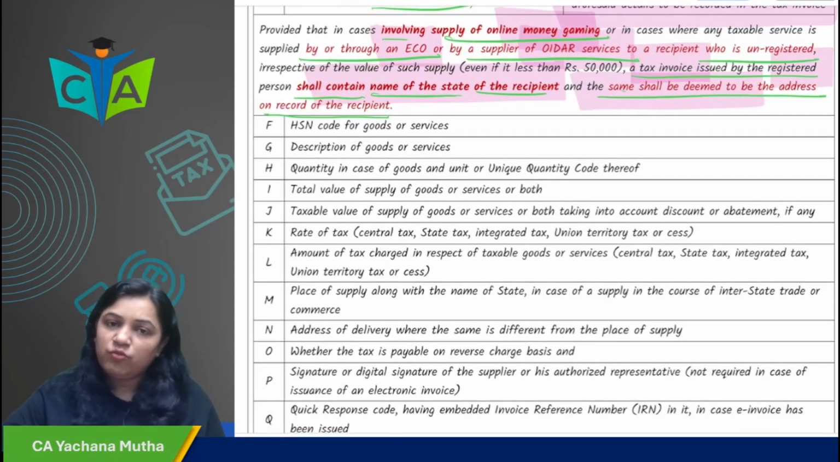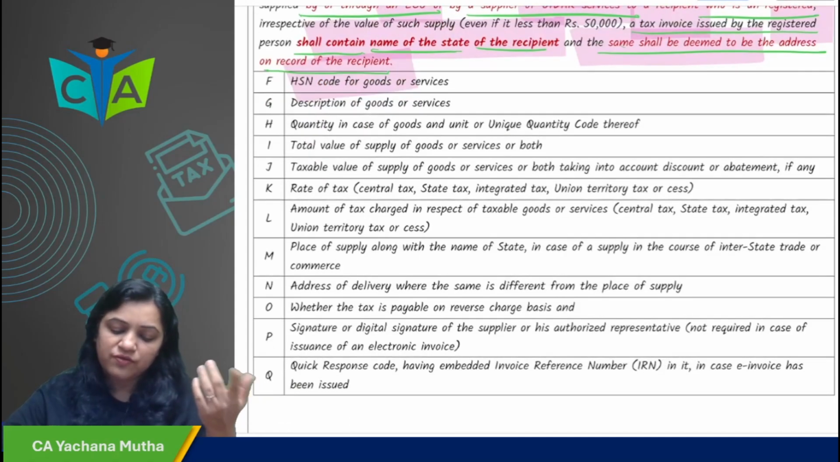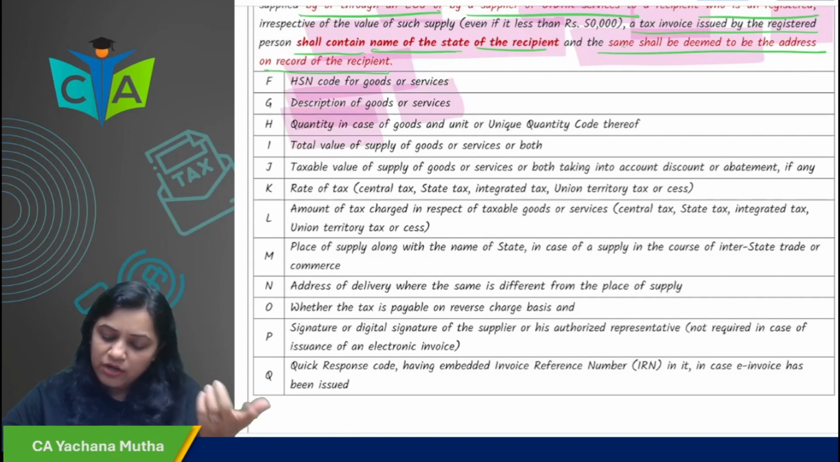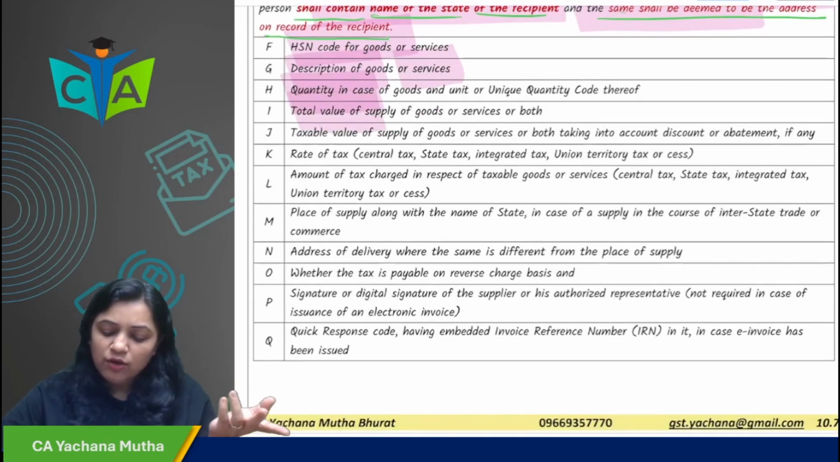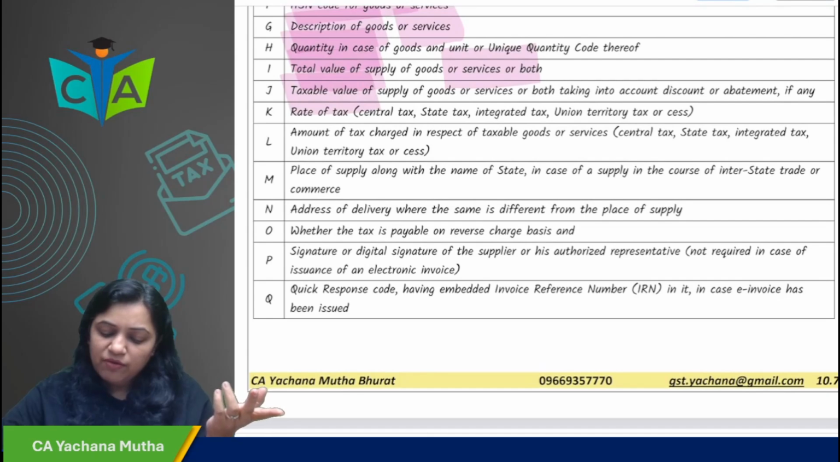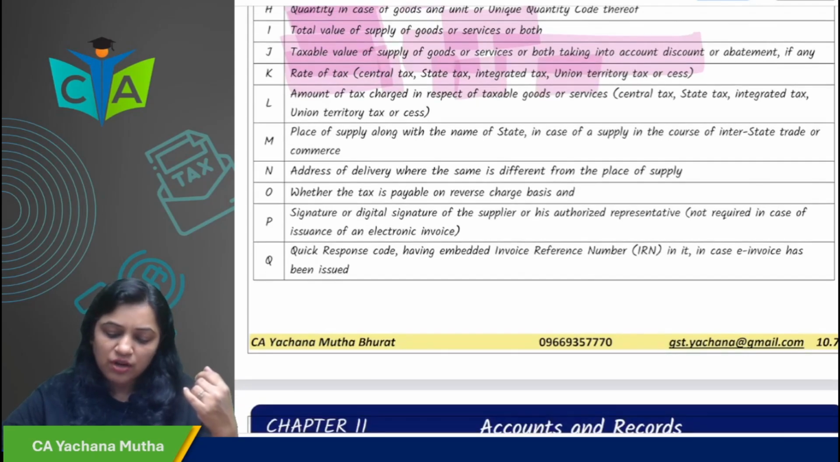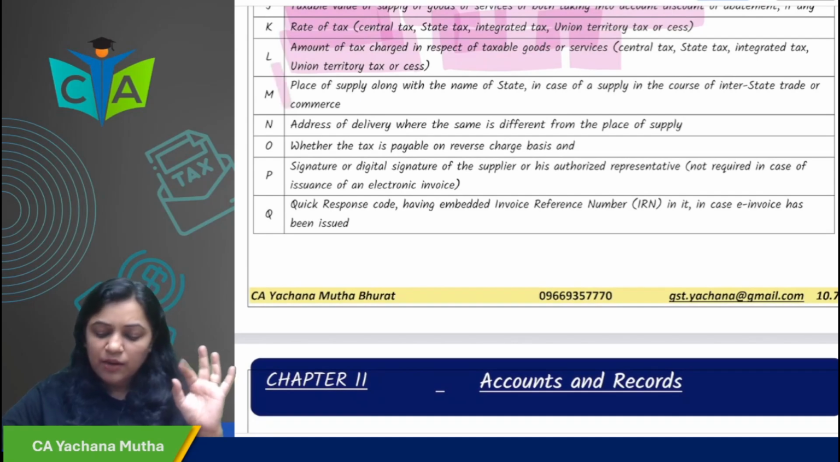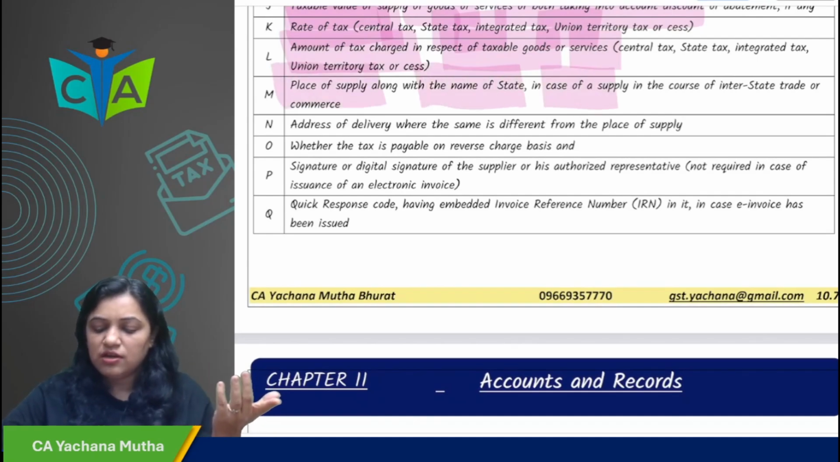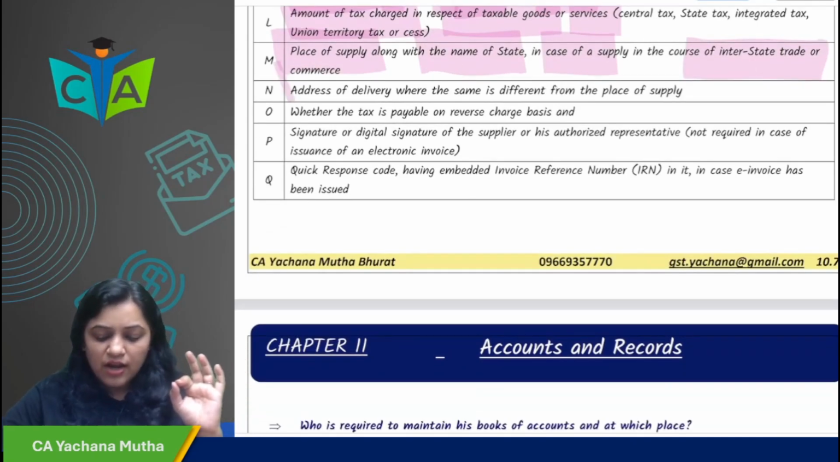Then what is required in the invoice? Very simple: HSN code for goods or services, description, quantity, total value, taxable value of goods or services, rate of tax, that is central tax, state tax, integrated tax, union territory tax, then amount of tax charged in respect of goods or services, then place of supply along with the name of the state in case of interstate supply.